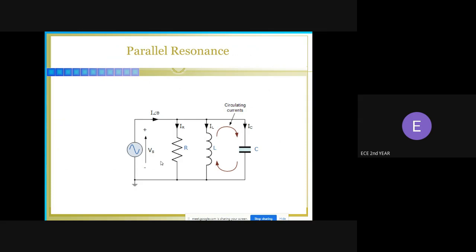You can see here, the resistor, inductor and capacitor are all connected in parallel across the voltage source. So here we know that a current is circulating. The inductor charges the capacitor, the capacitor discharges and again charges the inductor. This provides a circulating current between the inductor and capacitor.